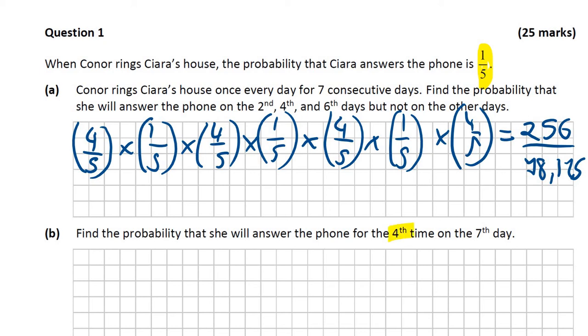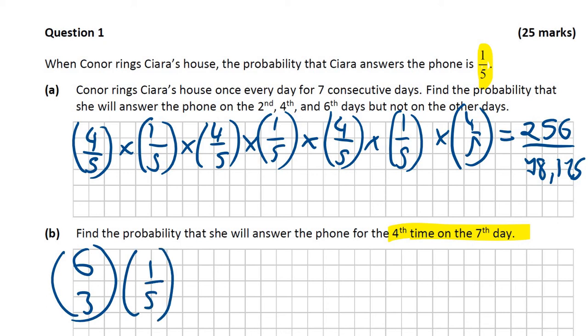In the next one then we're asked, find the probability she answers the phone on the 4th time on the 7th day. So here we're looking at our Bernoulli trial. If it's the 4th time on the 7th day, that means for the first 6 days she only answers it 3 times. We don't really mind what order. Okay, so we definitely got our Bernoulli trial. So it's going to be 3 from 6.